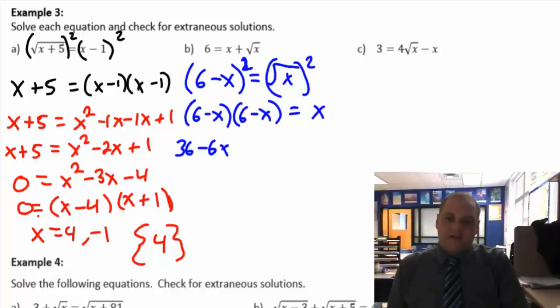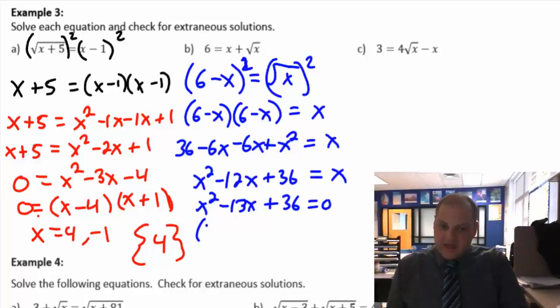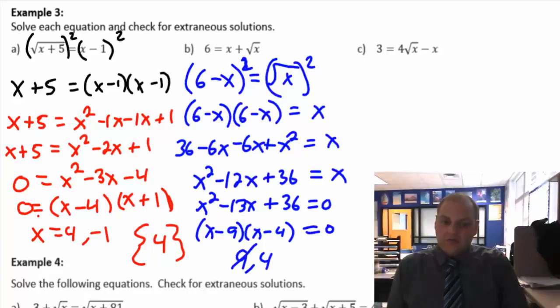36 minus 6x minus 6x plus x squared, which is x squared minus 12x plus 36 equals x. Bring that x over. All right, so it's going to be x minus 9, x minus 4, 9 and 4, and the 9 doesn't work, so it's just going to be 4.